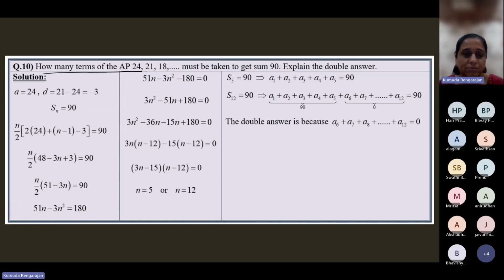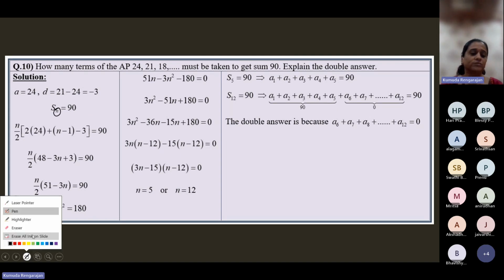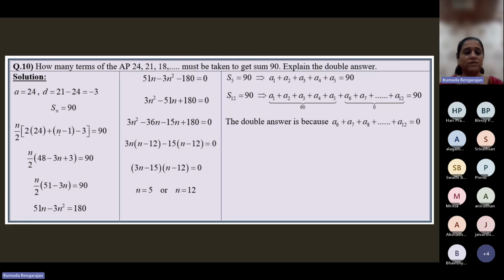So how many terms of the AP must be taken to get sum 90? As always, we start by writing out the first term. A is equal to 24. The common difference, 21 minus 24, which is minus 3. Now, the required sum is 90, which means Sn is equal to 90. What is Sn? N by 2 of 2a, 2 into 24, plus n minus 1 into d, d is minus 3, is equal to 90.